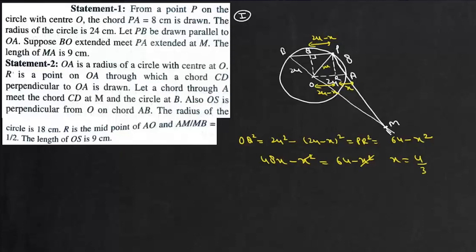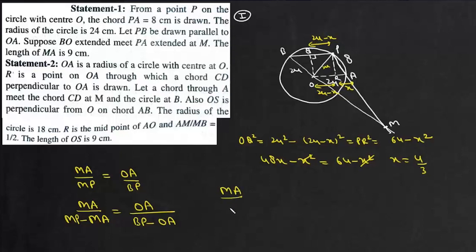Now in this triangle MPB, OA is parallel to PB. Then we can write MA upon MP will be equal to OA upon BP. Now we can also write this as MA upon MP minus MA, and will be equal to OA upon BP minus OA. Now MP minus MA is AP, so we can write MA upon AP, and they'll be equal to OA, and OA is simply 24, upon BP. BP is 2 times 24 minus X minus OA, which is 24.